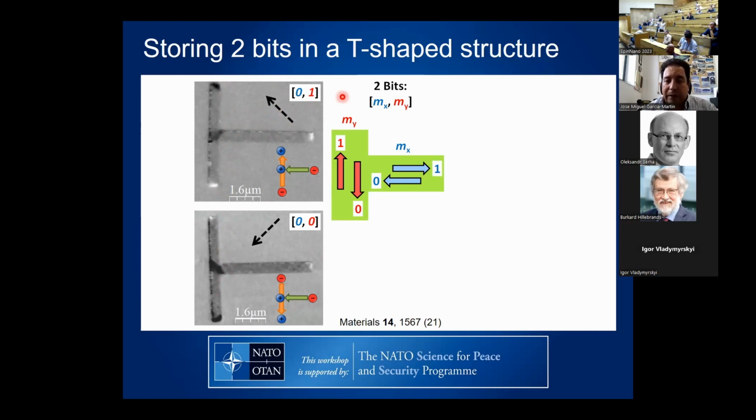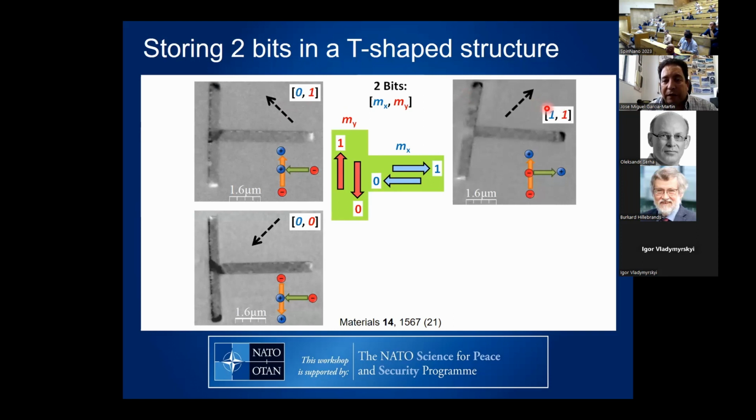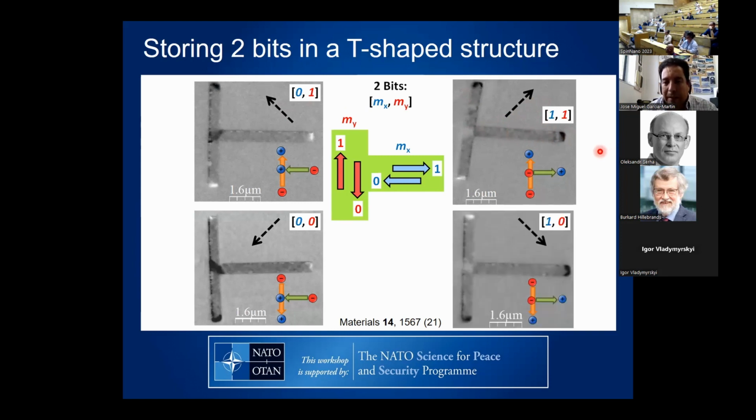And we can do the same now, applying this field. In this case, we are switching the horizontal branch. Now we have bright and dark. Now it's pointing rightwards. It is the 1-1 state. And finally, by applying this field and afterwards imaging in a remanent state, we have switched the vertical branch of the T. Now it is pointing downwards.